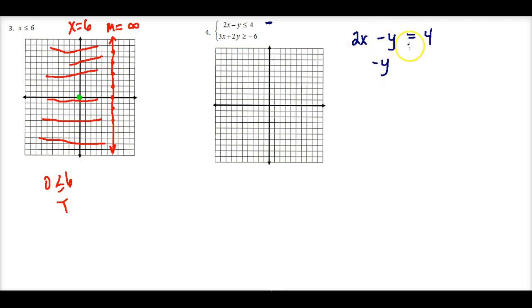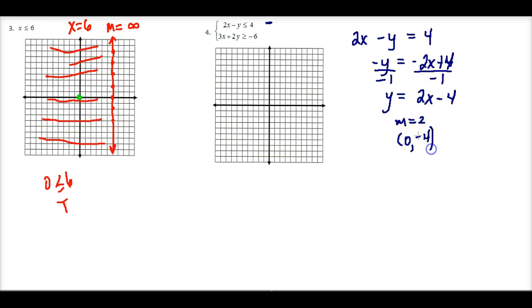So here, if we subtract 2x from both sides, we'll get this. And then, of course, if we divide both sides by a negative 1, we will get this. So from here, we know that our slope is positive 2, and our y-intercept is (0, negative 4). And so we're going to draw our line based upon that. At (0, negative 4), negative 1, negative 2, negative 3, negative 4, we're here.